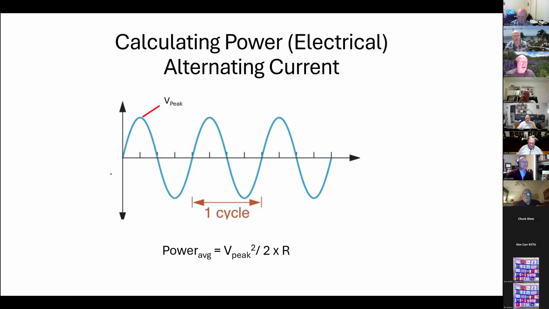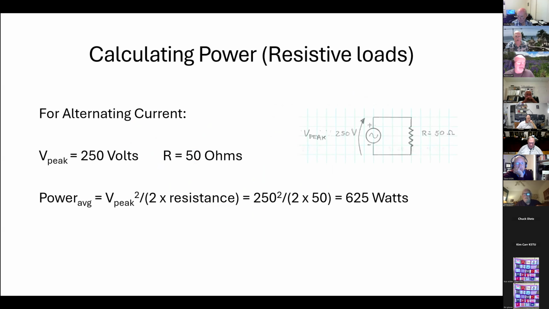So for calculating electric power in AC circuits, you look at the peak of the wave. This is the sine wave. There's the peak. The average power produced over one cycle of this AC wave is the peak voltage squared divided by 2 times the resistance that the voltage is being impressed across. So just a simple example, using peak voltage, a generator and a resistance: if you have 250 volts across 50 ohms, you produce about 625 watts.